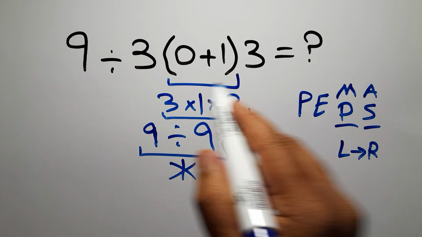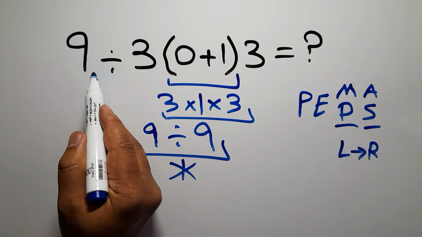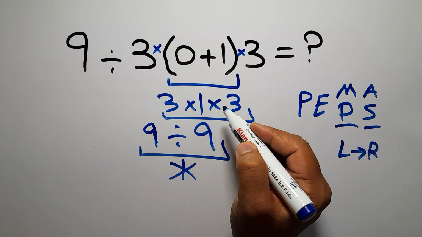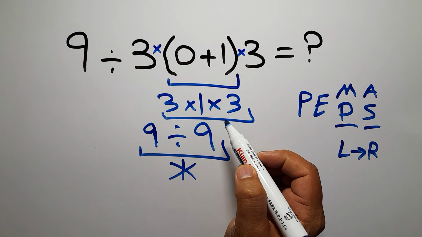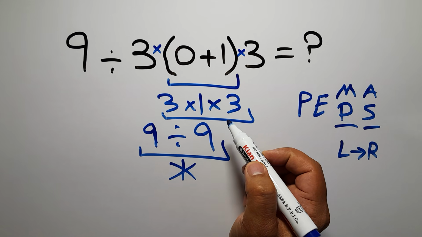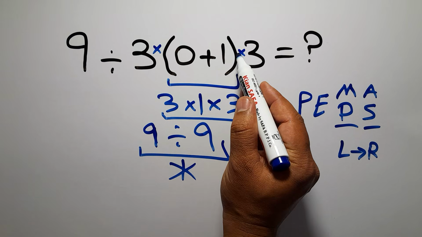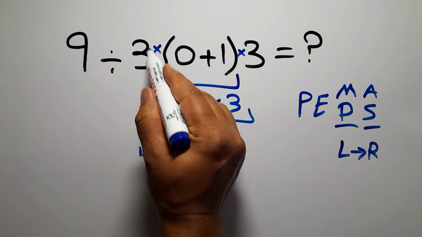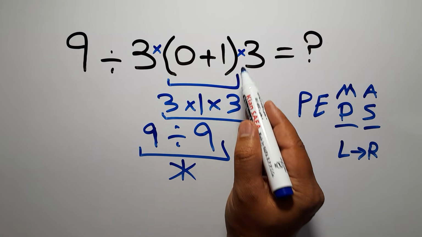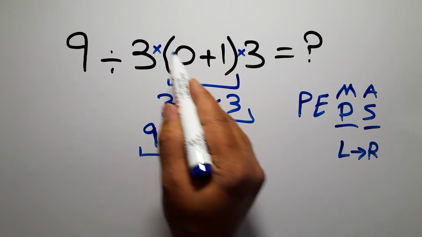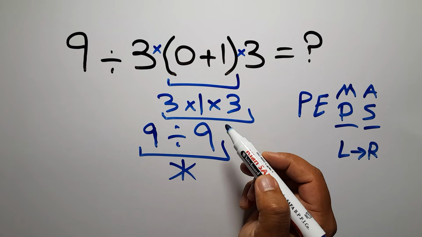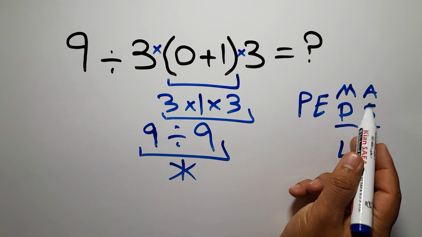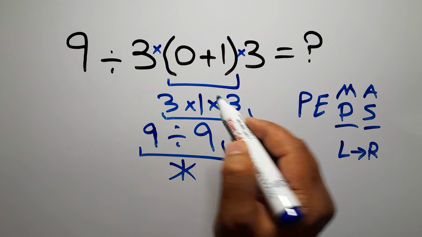In this expression, we have 1 division, 2 multiplications, and 1 parenthesis. Inside this parenthesis, we have 1 addition. Okay? We need to pay attention that here and here we have multiplication. Because in mathematics, when a number is placed next to parentheses, it means multiplication. And we usually don't write the multiplication sign for brevity. Okay? So now, according to the PEMDAS, first we have to do this parentheses.